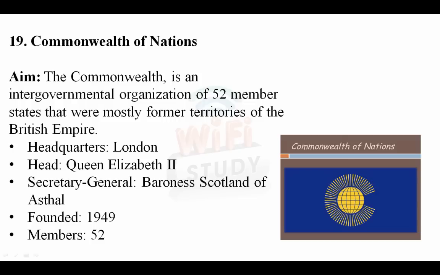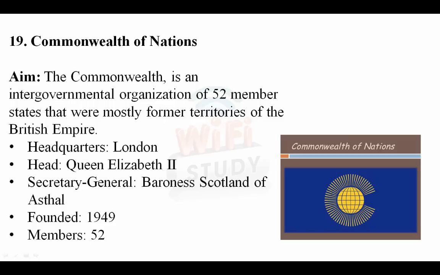So let's see another one, that is Commonwealth of Nations. The Commonwealth of Nations is an intergovernmental organization of 52 member states that were mostly former territories of the British Empire. So this organization is of all the nations who were once occupied by the British Empire. Right now there are 52 members of this organization. And if you have heard about the Commonwealth Games, all the participants of the Commonwealth Games previously belonged to the British Empire, and that organization is known as the Commonwealth of Nations.